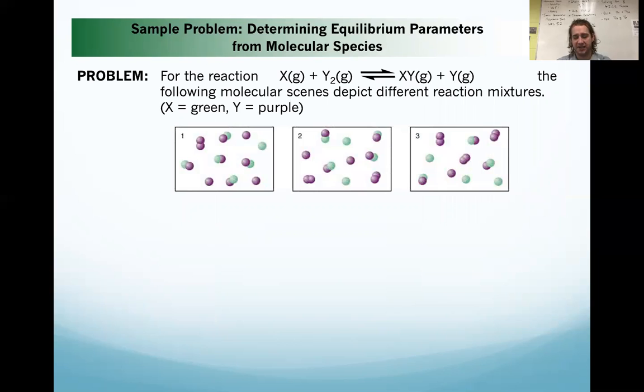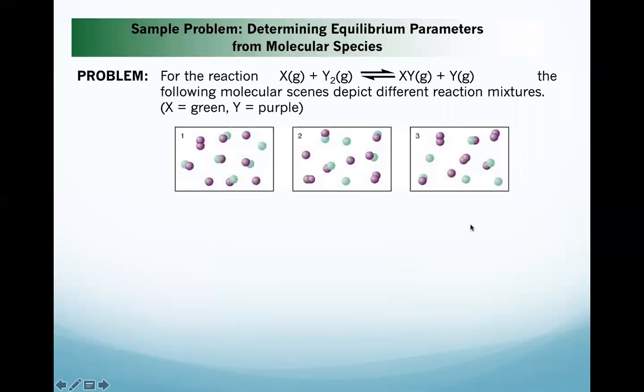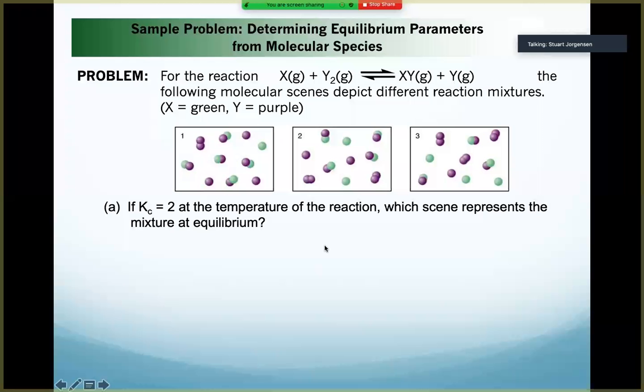Cool. So for the reaction, let's take a look at one of these. For the reaction X plus Y2 turning to XY plus Y. Let me minimize for just a second so I can grab my screen here. Cool. So for each of the following scenes, if the KC, the equilibrium constant for concentration, is 2 at this particular temperature, which of the following scenes actually represents the mixture at equilibrium?